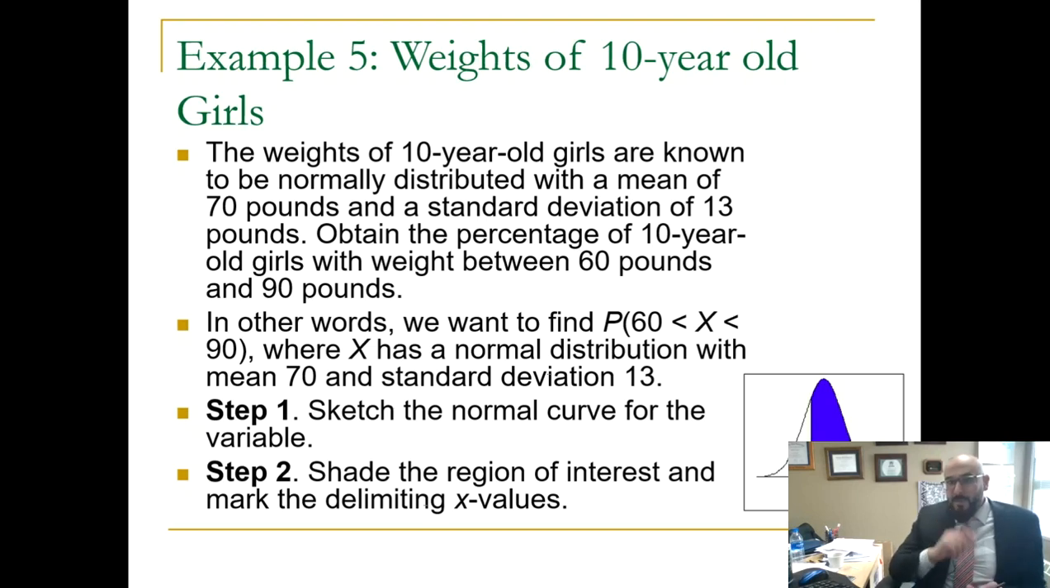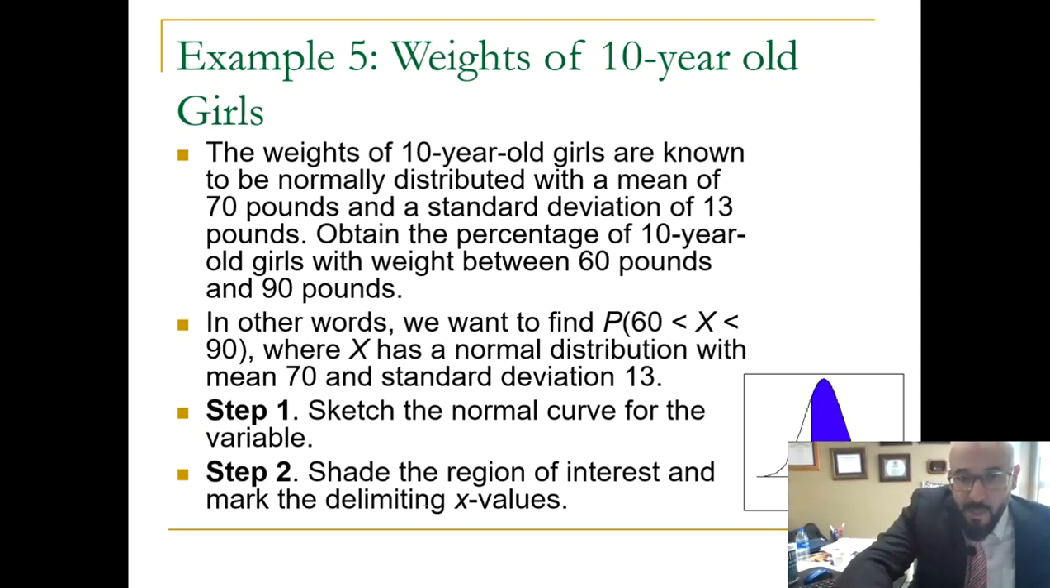First of all, what you need to do is sketch the normal curve as you see here. I have the mean to be 70, that's in the middle. We're looking for the percentage of the girls between 60 and 90. 60 is on the left of the 70, and 90 is on the right of the 70. Now we highlight the area that we're looking for.